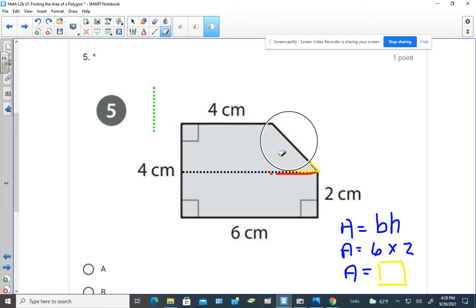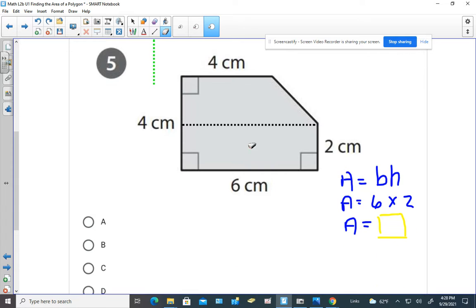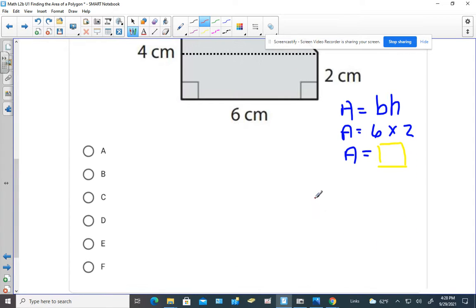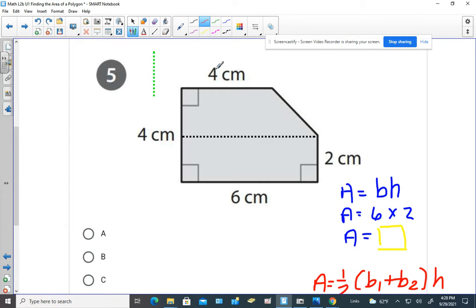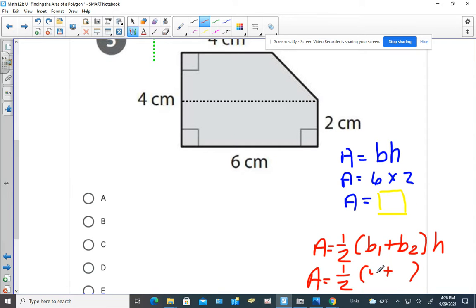All right, so let's substitute the numbers into the formula and write the formula down. The formula is area equals half of the parallel lines, which we call base 1 plus base 2, times the height. And let's go back and figure out the values. So we'll bring down the constant. All right, let's figure out what the parallel lines are. So if we look back here, it tells us that this is 4. This line right here is 4, so let's substitute that in for base 1.